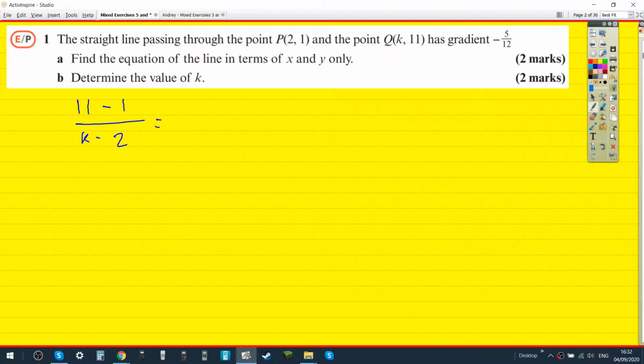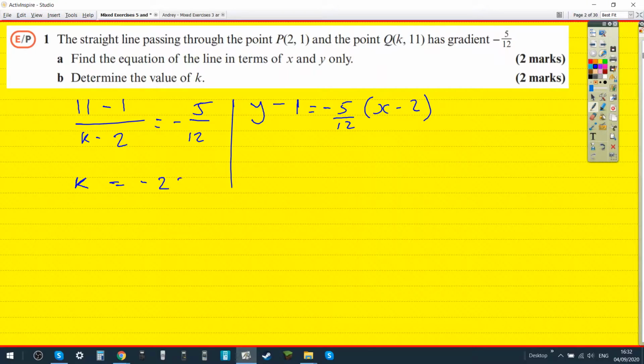So k, and then I got that k is equal to minus 22. Minus 22. Okay. And yeah, you can put it into the gradient one. You could always put it into y minus y1 equals m(x minus x1). Easy.